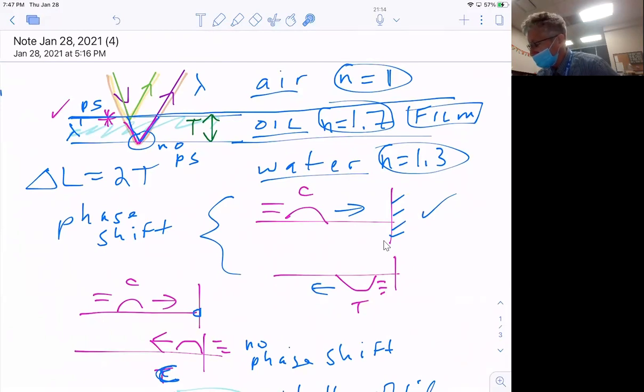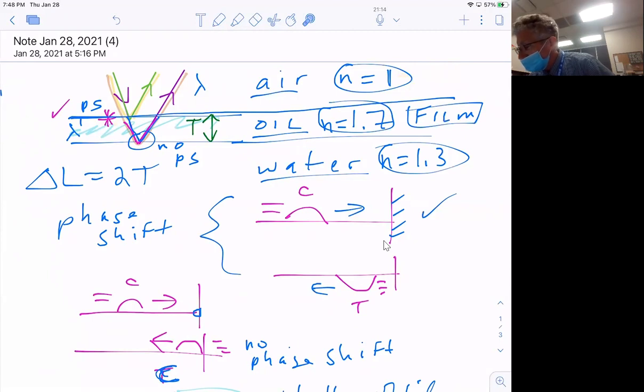Listen. If the ray reflects off of a higher n medium, going from a lower n to a higher n, I will have a phase shift. Phase shifts only occur with reflection, not with refraction, only with reflection, bouncing off. So if it goes from a lower n to a higher n, we have a phase shift, and I will mark it with a little asterisk.